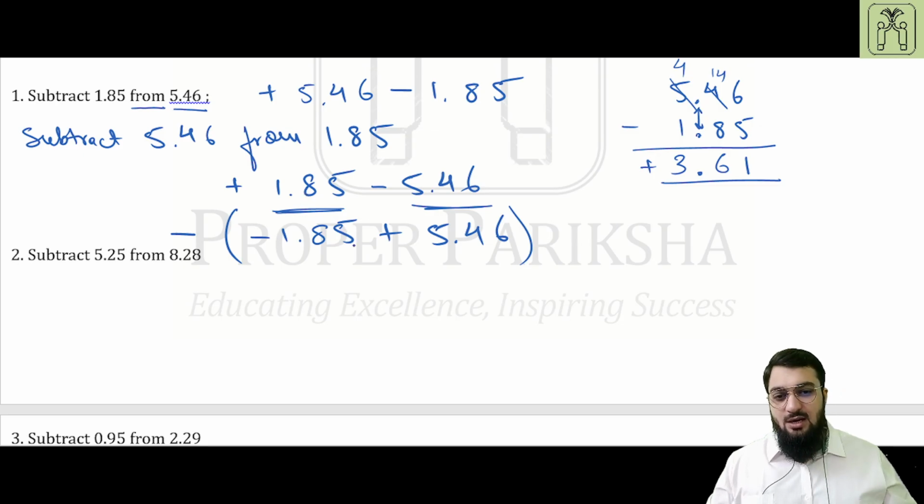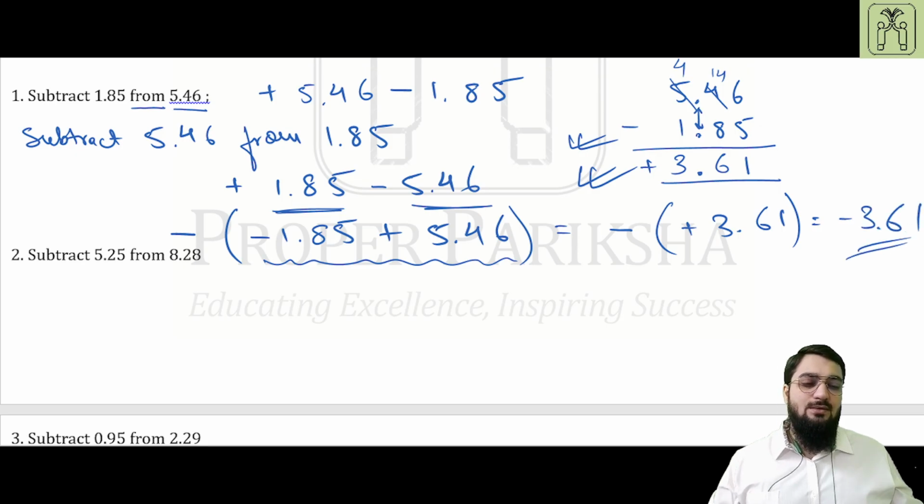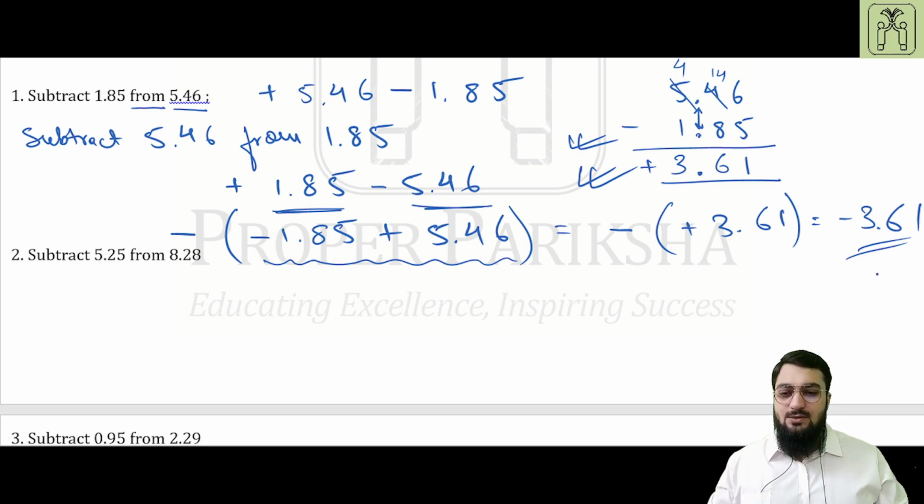Now we have come back to the same thing which was mentioned in the previous question: subtract 1.85 from 5.46. So 5.46 came with a plus and 1.85 came with a minus, and you will write it in the same manner as this. The answer will be the same as this. The only difference will be that you will write a minus and then write a plus 3.61 inside the brackets, because the answer will be inside the brackets, and then you will finally write minus 3.61. This is the approach to subtract a larger quantity from a smaller quantity.